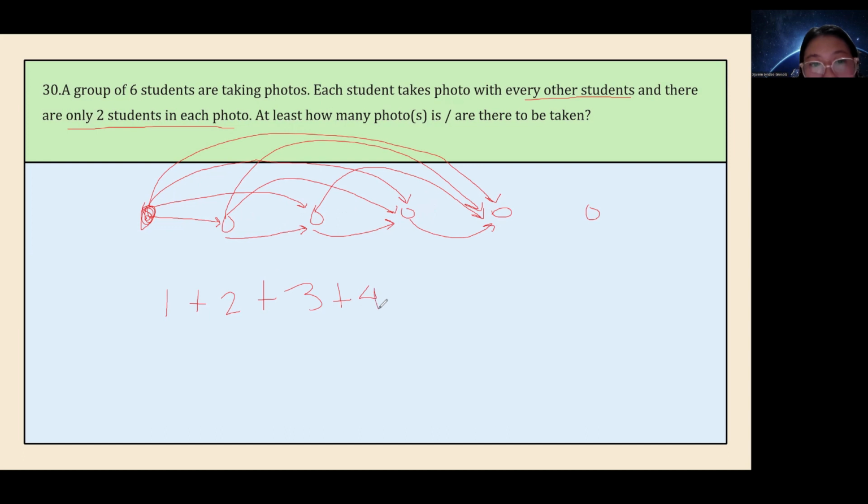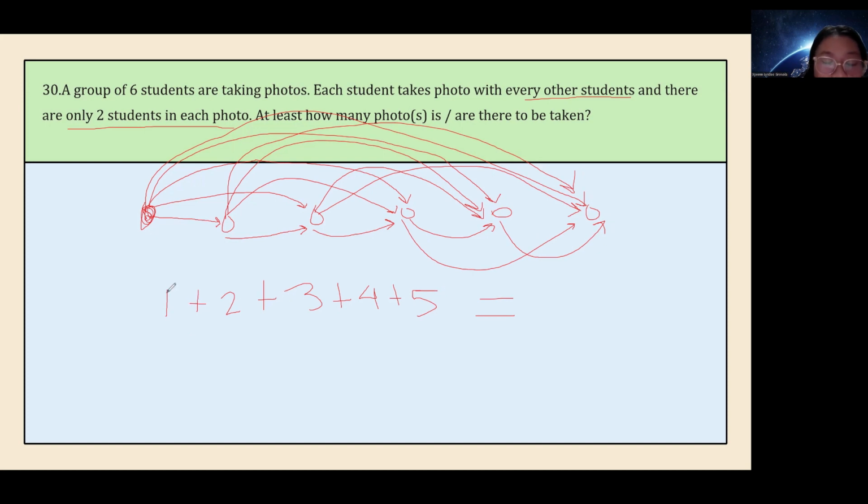And then again, repeating that down to our last student. We have here 1 photo, another 1 photo, next 1 photo, and then 1 photo and 1 photo with the student. So a total of 1, 2, 3, 4, 5 photos. Okay, so we can have 1 plus 2 plus 3 plus 4 plus 5. So this is just easy. 1 plus 2, 3, 3 plus 3, 6, 6 plus 4, 10, 10 plus 5, 15.